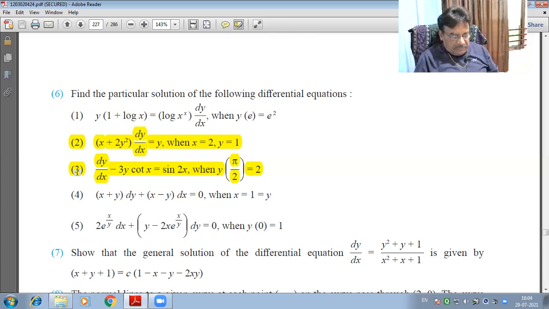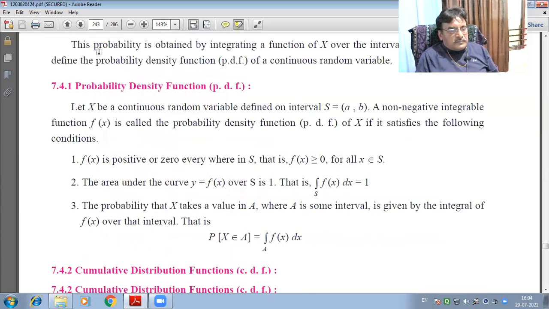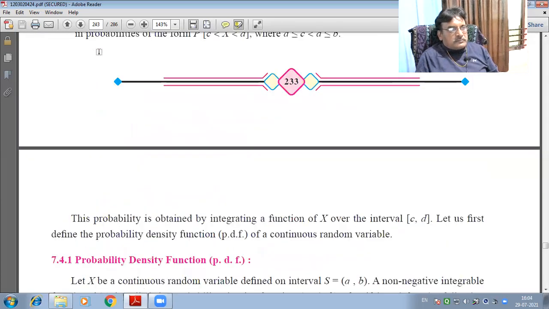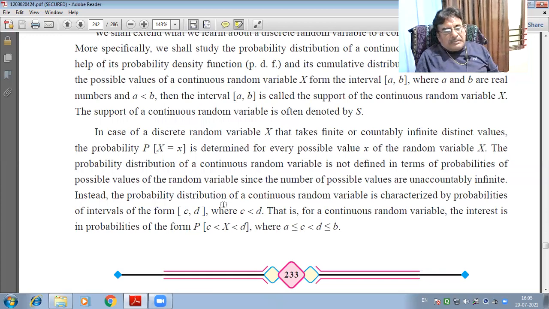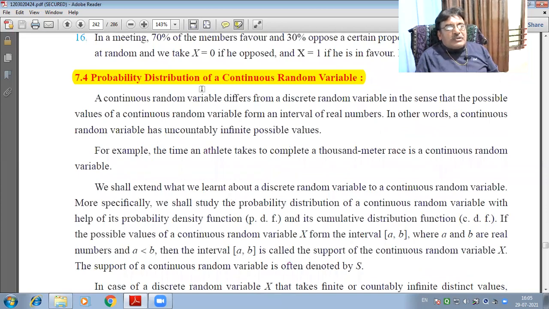The last chapter, name of the chapter is probability distributions. Probability distributions on page number 233. On page number 233, probability distributions of a continuous random variable is deleted.